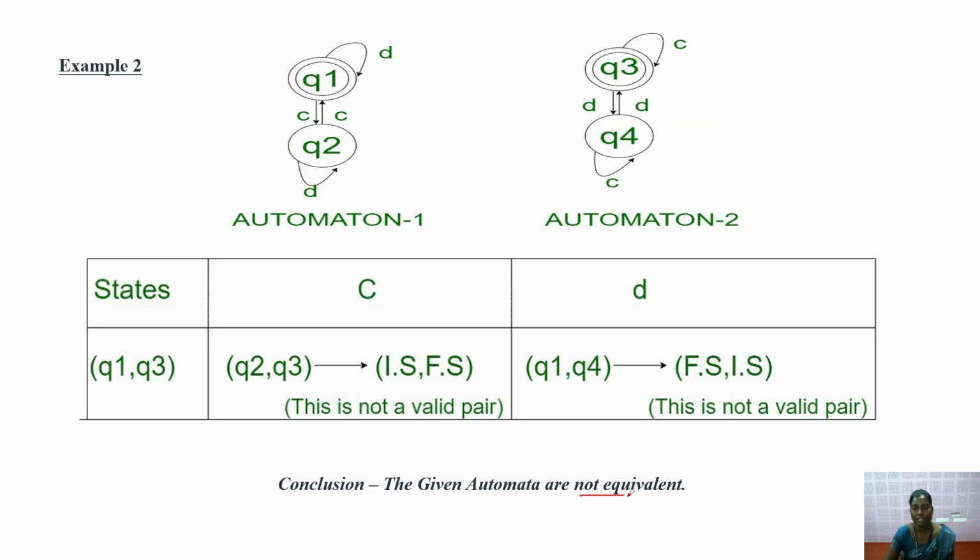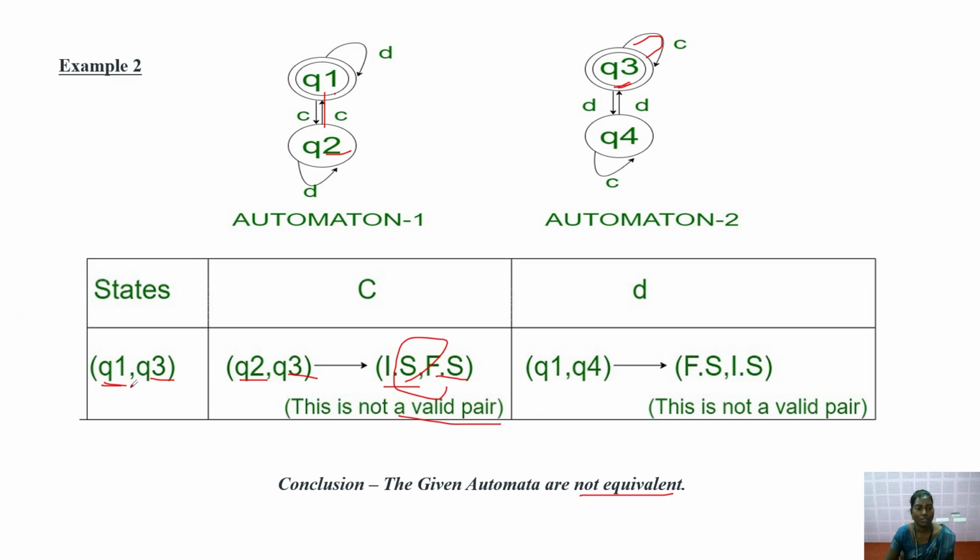This example proves to be non-equivalent. Q1, Q2 on C symbol, intermediate state. So here it is an intermediate state. Q3, where the double circle represents a final state, on C symbol, final state. So this is considered an invalid pair.